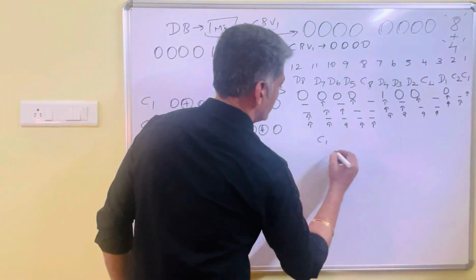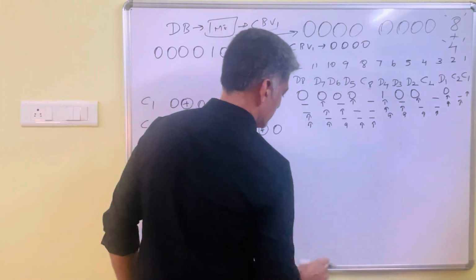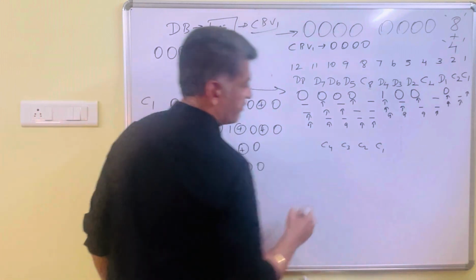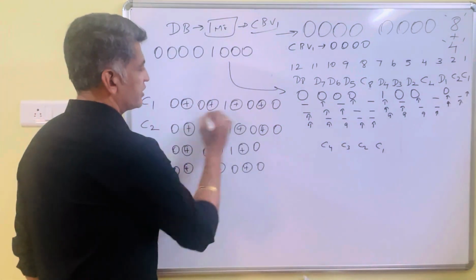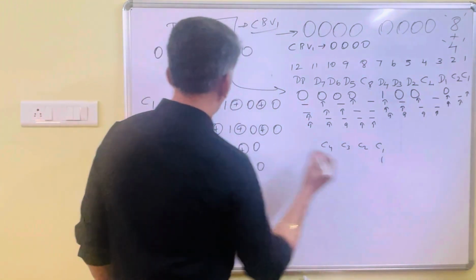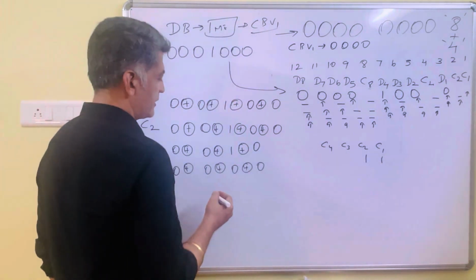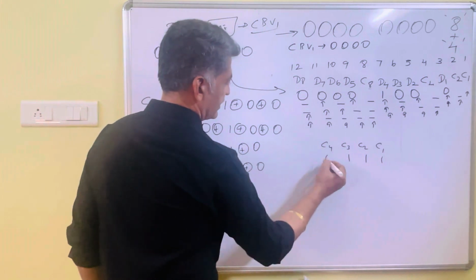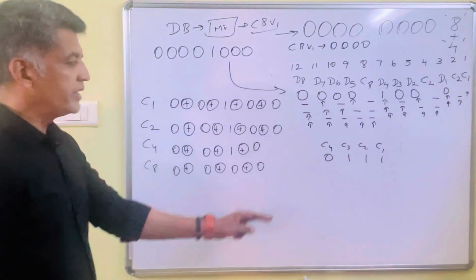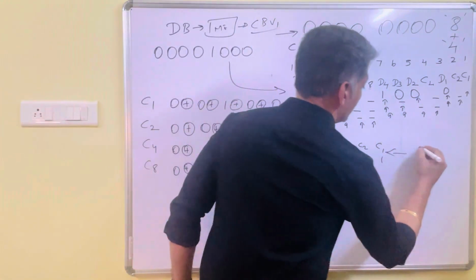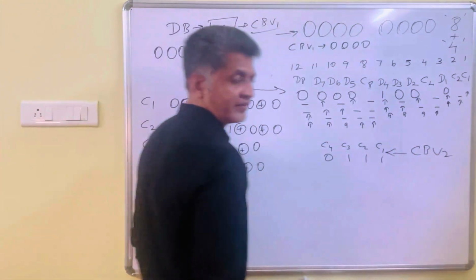Now I need to find out the value for C1, C2, C3 and C4, right? Here how many ones are there? Odd number, so automatically the value will be 1. Here how many values are there? Again an odd number of ones. And here also an odd number of ones, and here 0. This is how the value will look, right? Okay, now you need to understand that this is the check bit version 2, right?